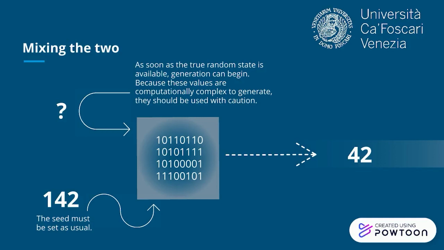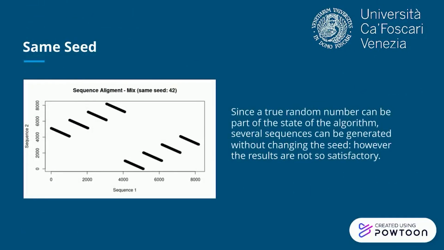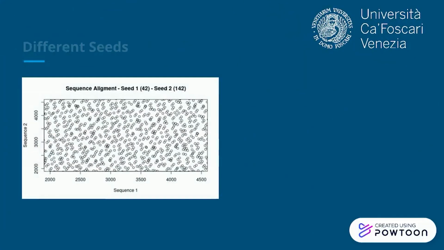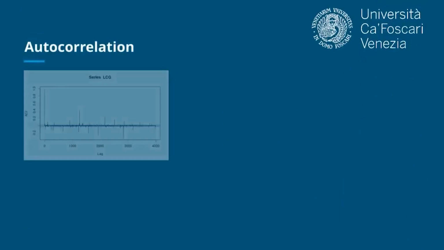The main idea is to generate a random key using a real random number generator and XORing it with each number generated by an LCG. Since a true random number can be part of the state of the algorithm, several sequences can be generated without changing the seed. However, the results are not so satisfactory. Using the generator in the usual way, the result obtained is more convincing. However, some sort of pattern is still visible. What about autocorrelation?